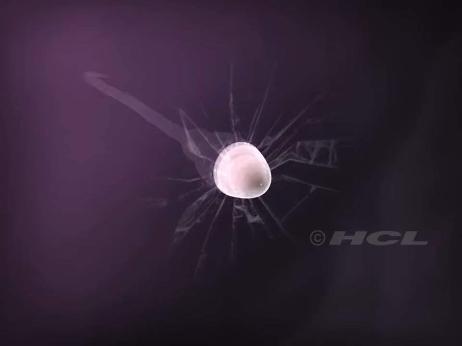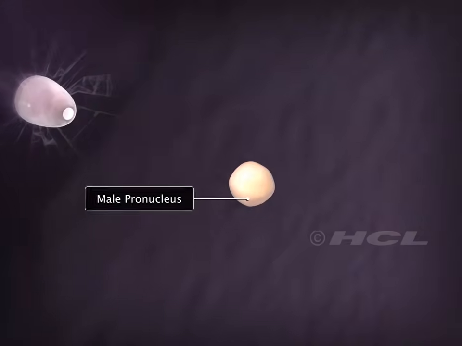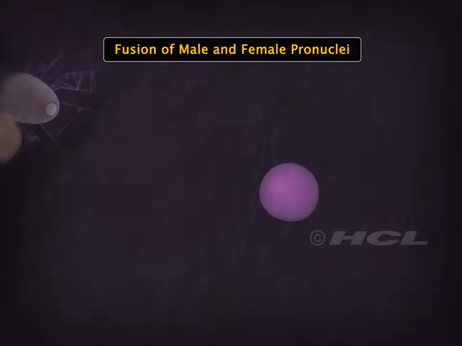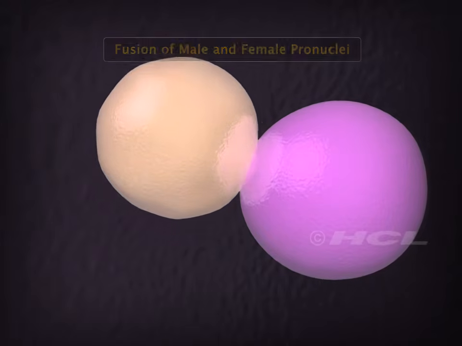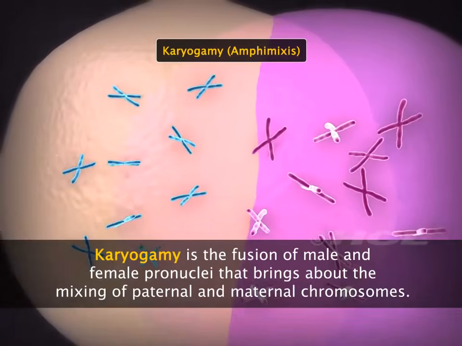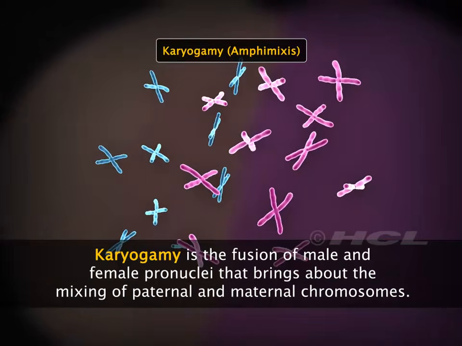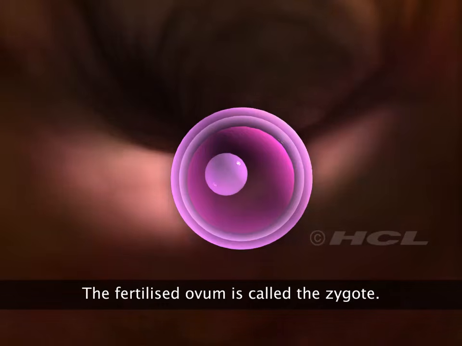The sperm nucleus now enters the cytoplasm of the ovum. The sperm nucleus is now termed the male pronucleus. The male and female pronuclei come together and fuse. The male and female chromosomes mix. This event is called Karyogamy or Amphimixis. Fertilization is thus completed. The fertilized ovum is called the zygote.